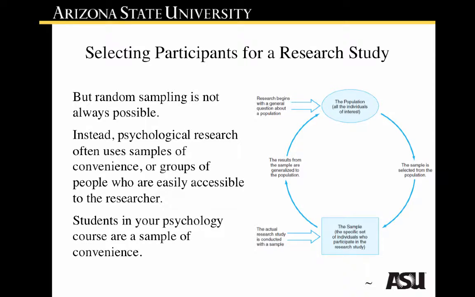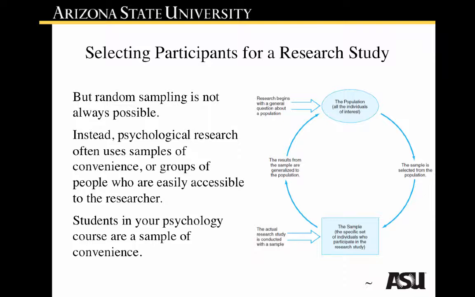The problem is random sampling is not always possible either. Sometimes we just can't find a totally random sample and get a large enough population. Sometimes, as a result, psychological research and other types of research often uses samples of convenience, or groups of people who are easily accessible to the researcher. Now, usually in our conclusions and so forth in our research papers, we of course point out that it's a convenient sample, that it might not apply to the whole population. But the fact is, sometimes you have to get, instead of a random sample, more of a convenient sample.